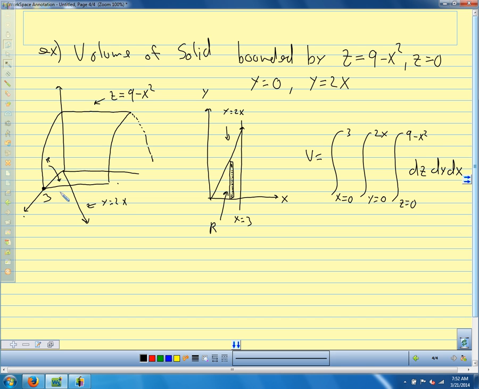So with triple integrals, it becomes even more important to be familiar with your surfaces, to be able to sketch your surfaces so you can figure out your limits of integration if the problem is given to you in this kind of format. All right, let's go the other way. Let's go from a triple integral to a sketch of the region.